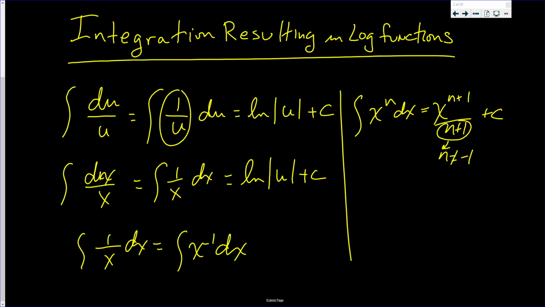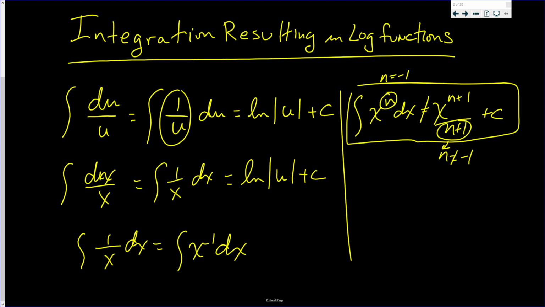Negative 1 plus 1 is 0. So when n is negative 1, this is not true. Oh, look at that. n is negative 1. So we know it's not going to be using that formula. So using a different formula, it makes sense.